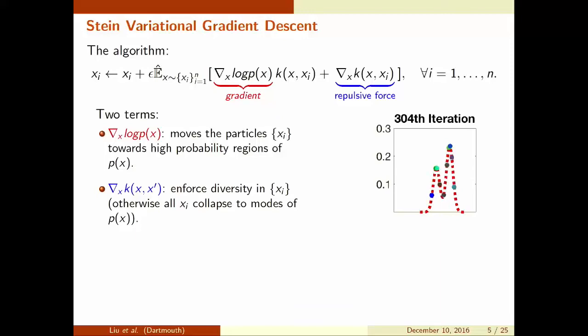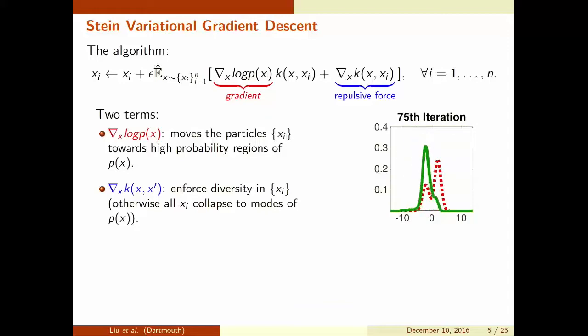In this demo, you can see that the particles are initialized far away from the distribution, and because of the repulsive force, they can escape some of the local minima and eventually achieve a very nice quadrature approximation for the target distribution. In this case, it's a Gaussian mixture. This is the same thing, except we use more particles and we visualize it using density estimation.